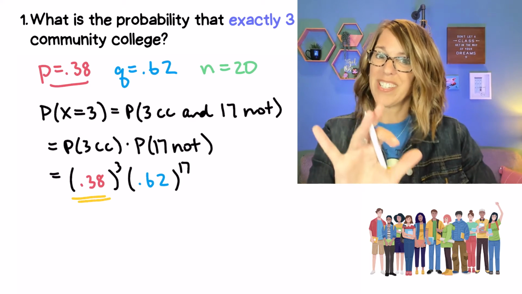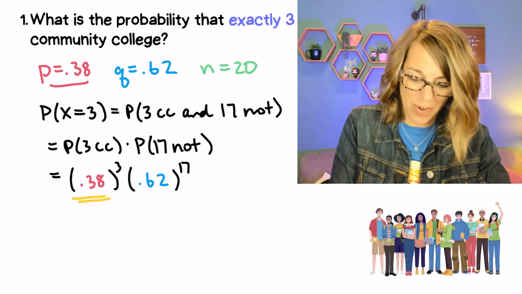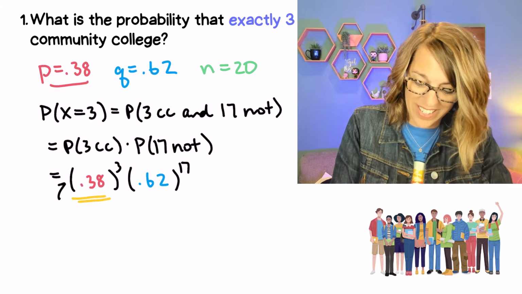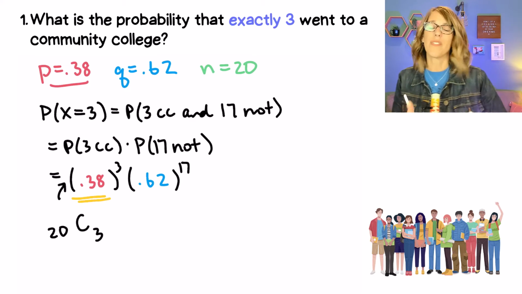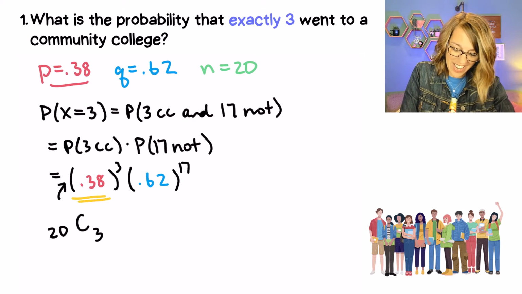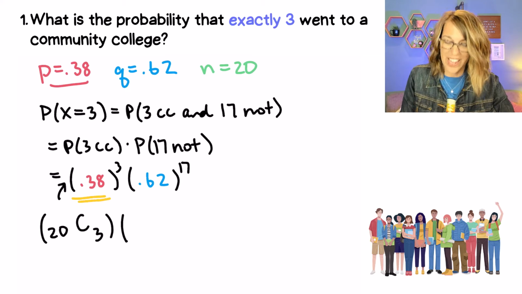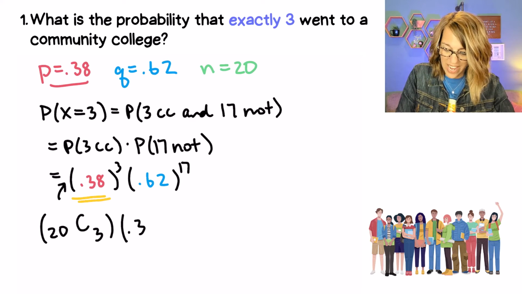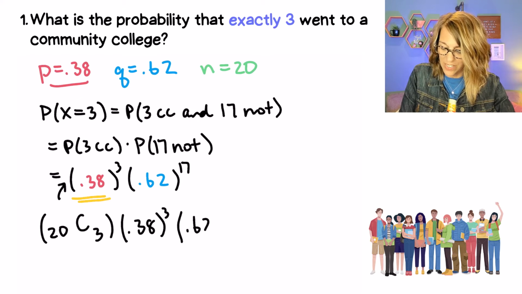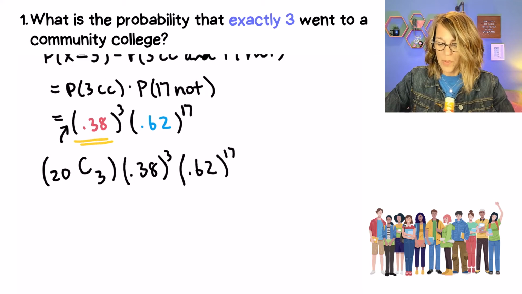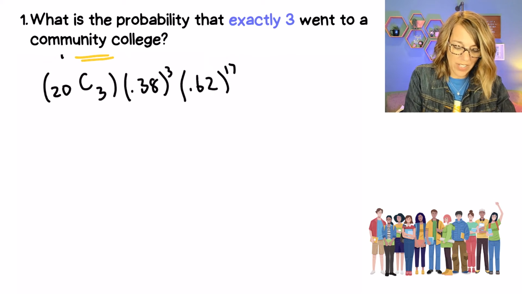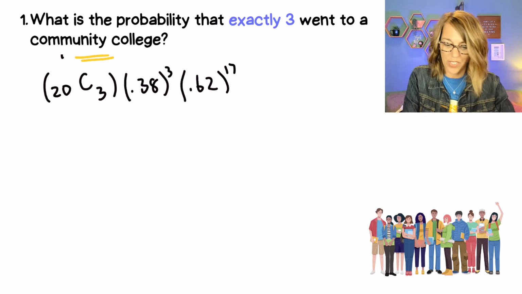And to get those choices down, we're going to put a combination formula right in front. So right in front, I'm going to put that combination formula, and we want to take 20, and we're going to choose 3 of those 20 to be a success, multiplying that by our probability. So 0.38 to the number of successes, there were 3, and then 0.62 to the number of failures, there were 17.